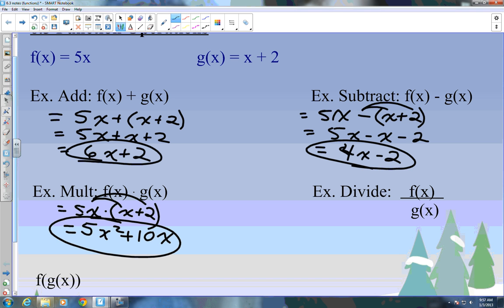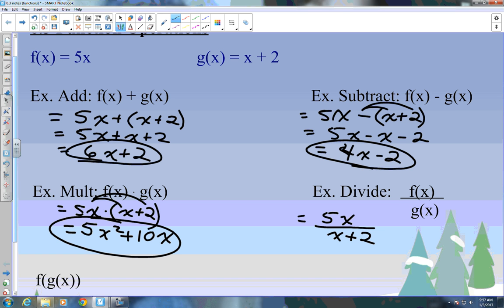Okay, I could divide them. F of x divided by g of x. I have 5x divided by x plus 2. Can I simplify that? You sure cannot. I cannot.